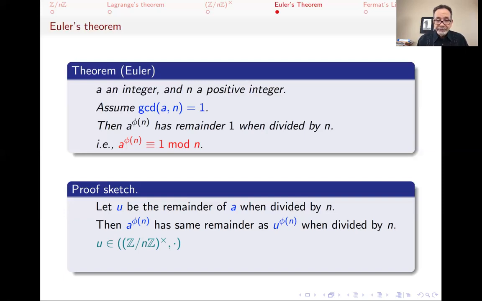And because a was relatively prime to n, so will be u. And so u will be a unit in Z mod nZ. And then by Lagrange's theorem, because the number of elements in that group is phi of n, if you take u to phi of n, you get 1. And that's the proof, because if u to the phi of n gives you 1 in Z mod nZ, so does a to the phi n, and you get a to the phi n equals 1 mod n.